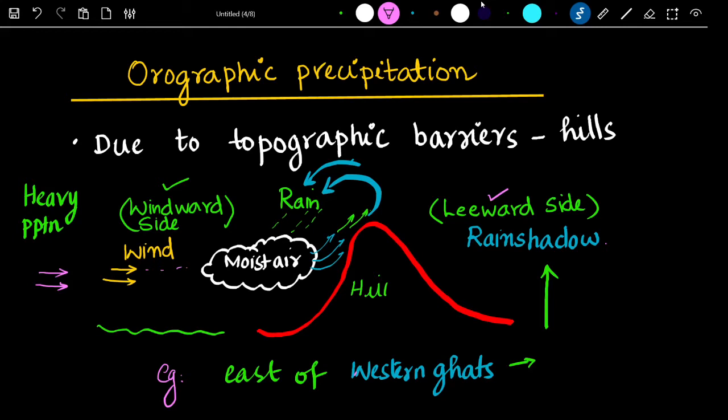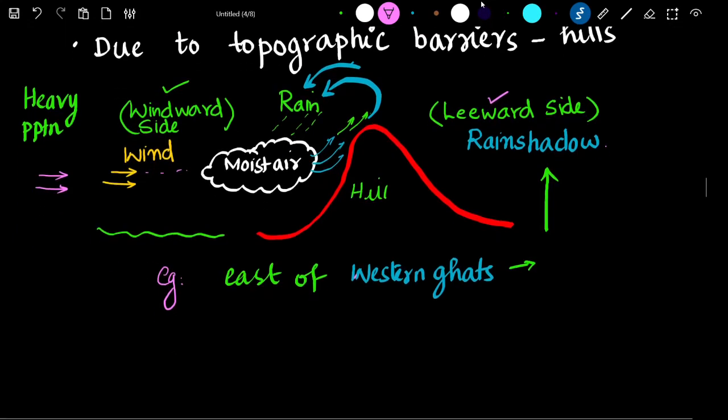So the windward side will be getting most of the rainfall, whereas the leeward side won't be getting the rainfall. So it is called the rain shadow region. The leeward side of the mountain is what you call a rain shadow region. As an example, in India, we can say the east of Western Ghats is an example of this rain shadow region.